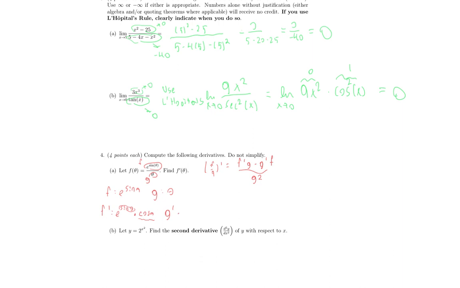G prime, well, in this case, theta is a variable we care about, so it's just going to be 1. If you have just a variable and you're taking that derivative, you just get 1. So when we put this together, we'll have f prime, so e to the sine of theta, cosine of theta, times g, so times another theta, minus g prime, which is just 1, times e to the sine of theta over g squared, which is theta squared. And that's it for that one.